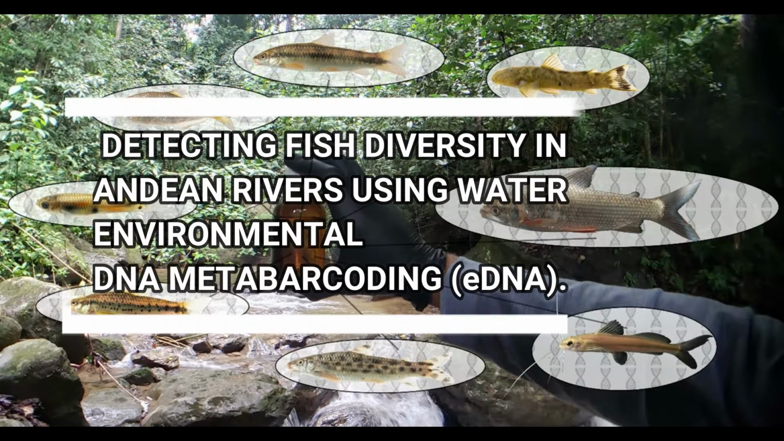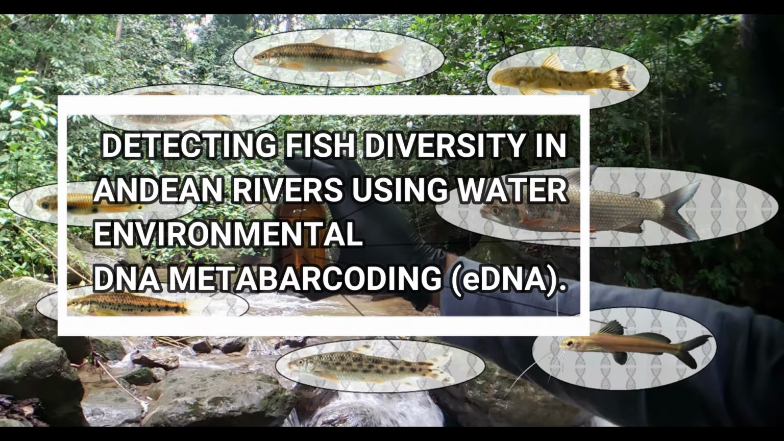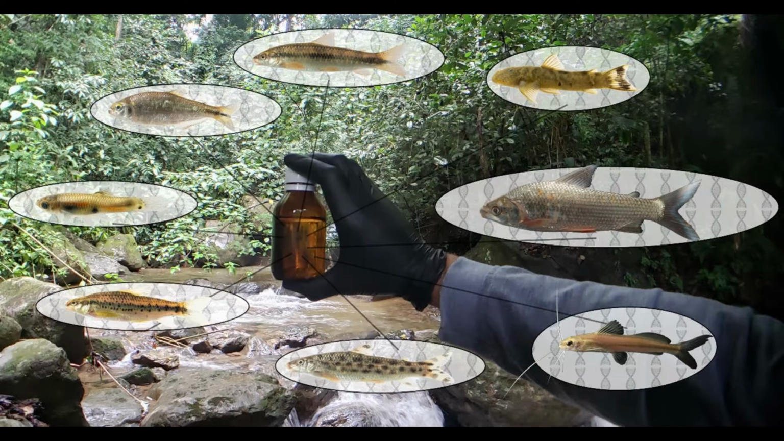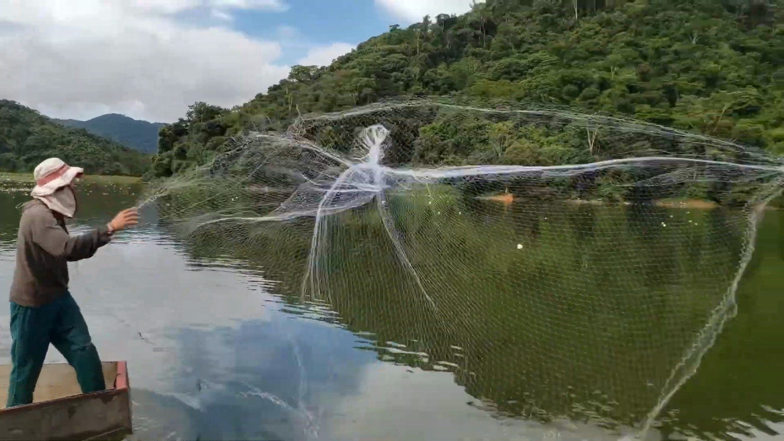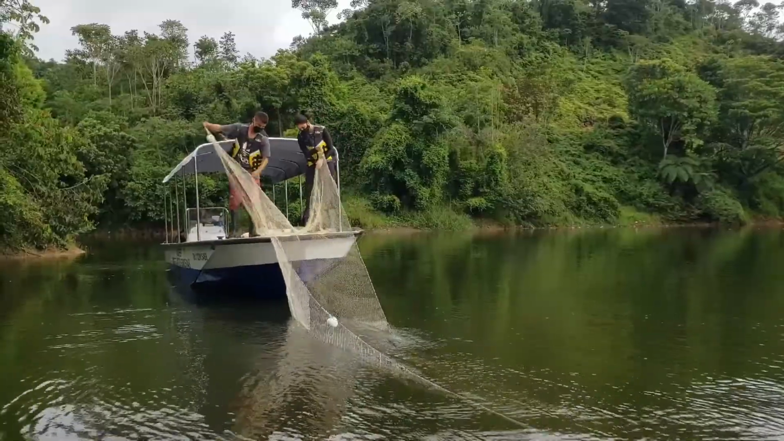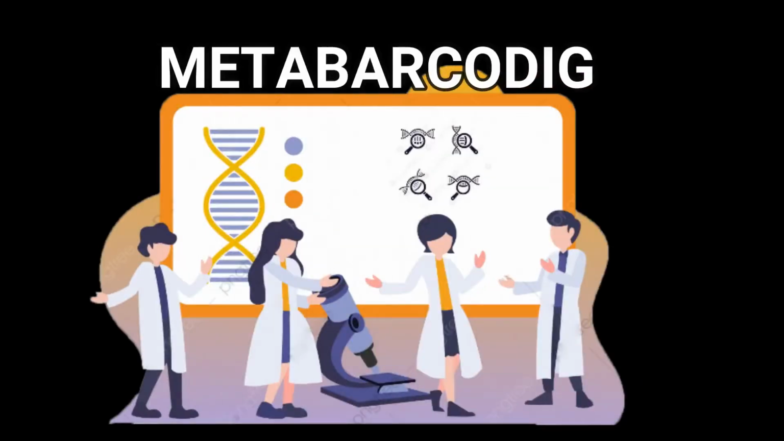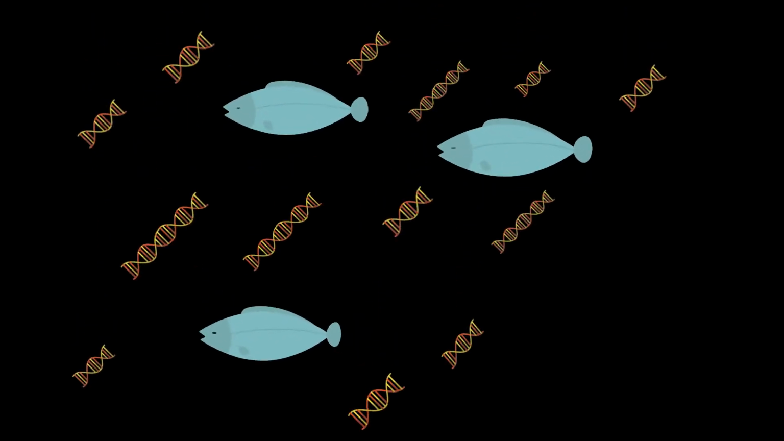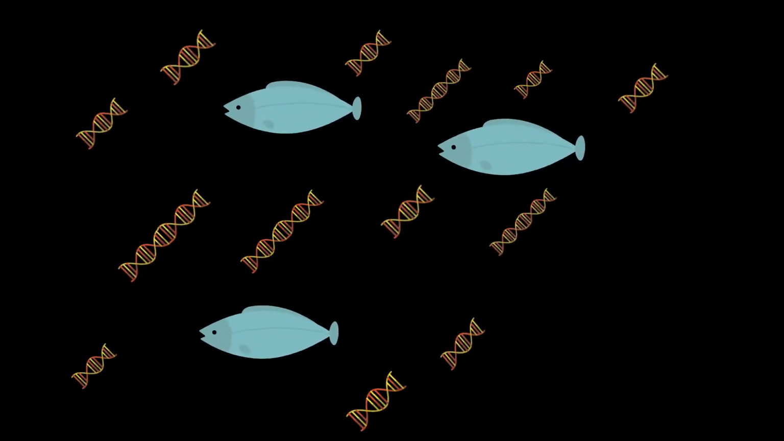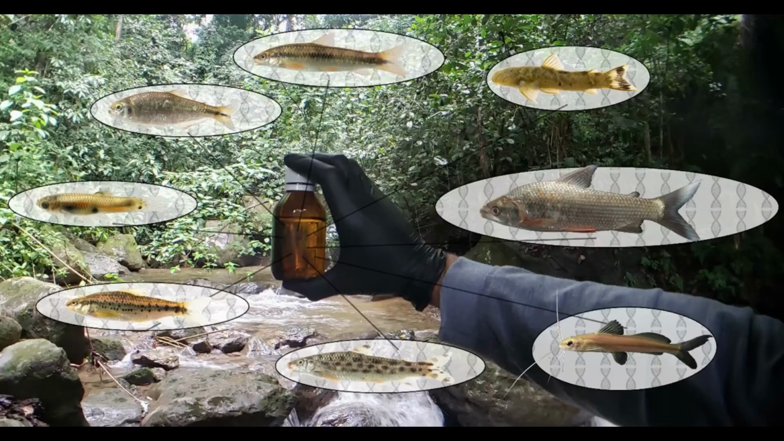The title of my work is Detecting Fish Diversity in the Andean Rivers using Water Environmental DNA Metabarcoding, eDNA. The inventories of fish diversity are done by methods of traditional capture, which are limited, invasive, and lethal. One alternative of rising interest is metabarcoding, which allows us to rescue and analyze the DNA sequences released from the fish to the water in the environmental DNA.